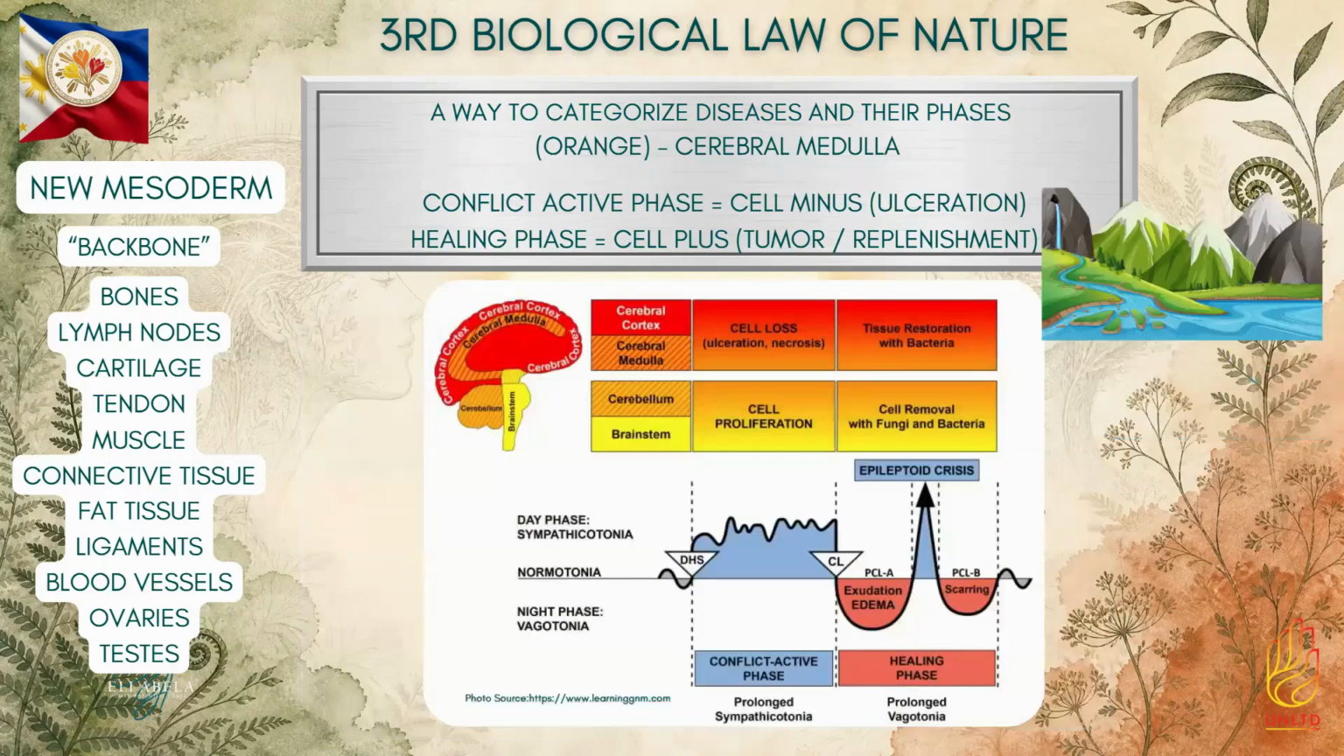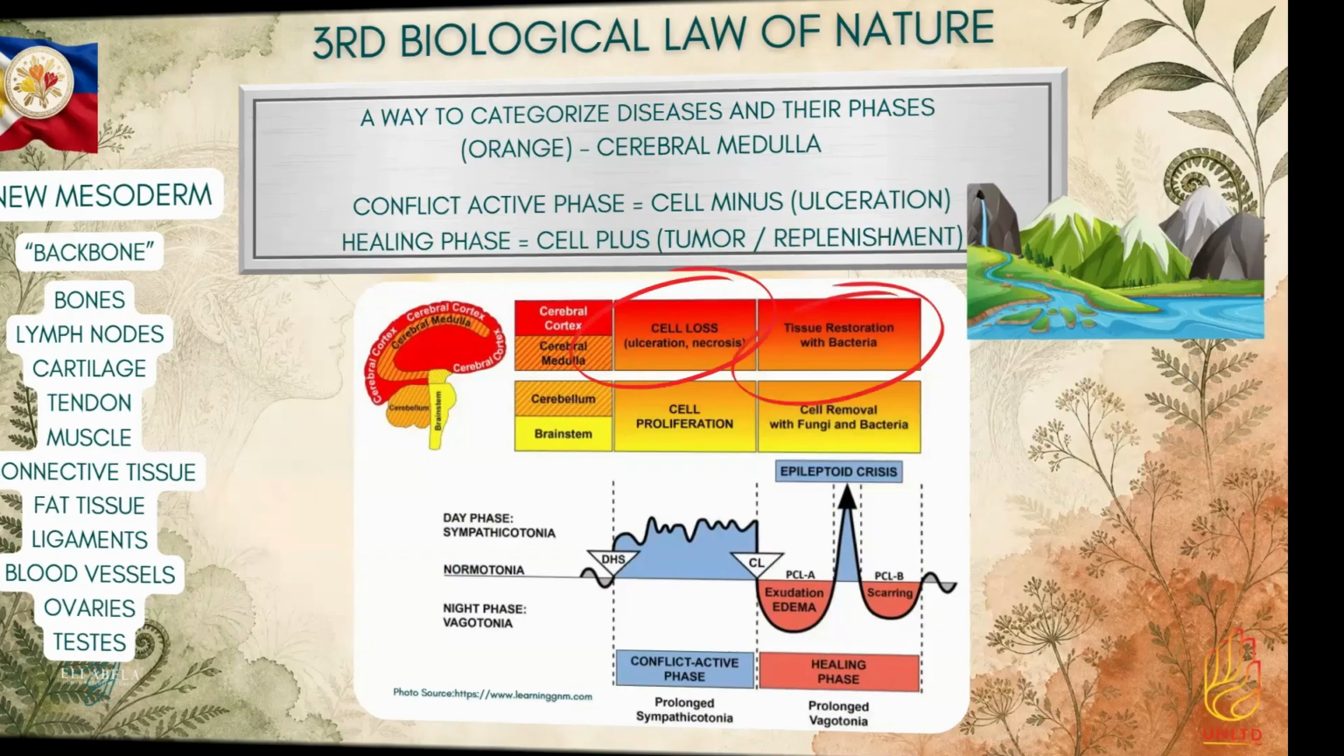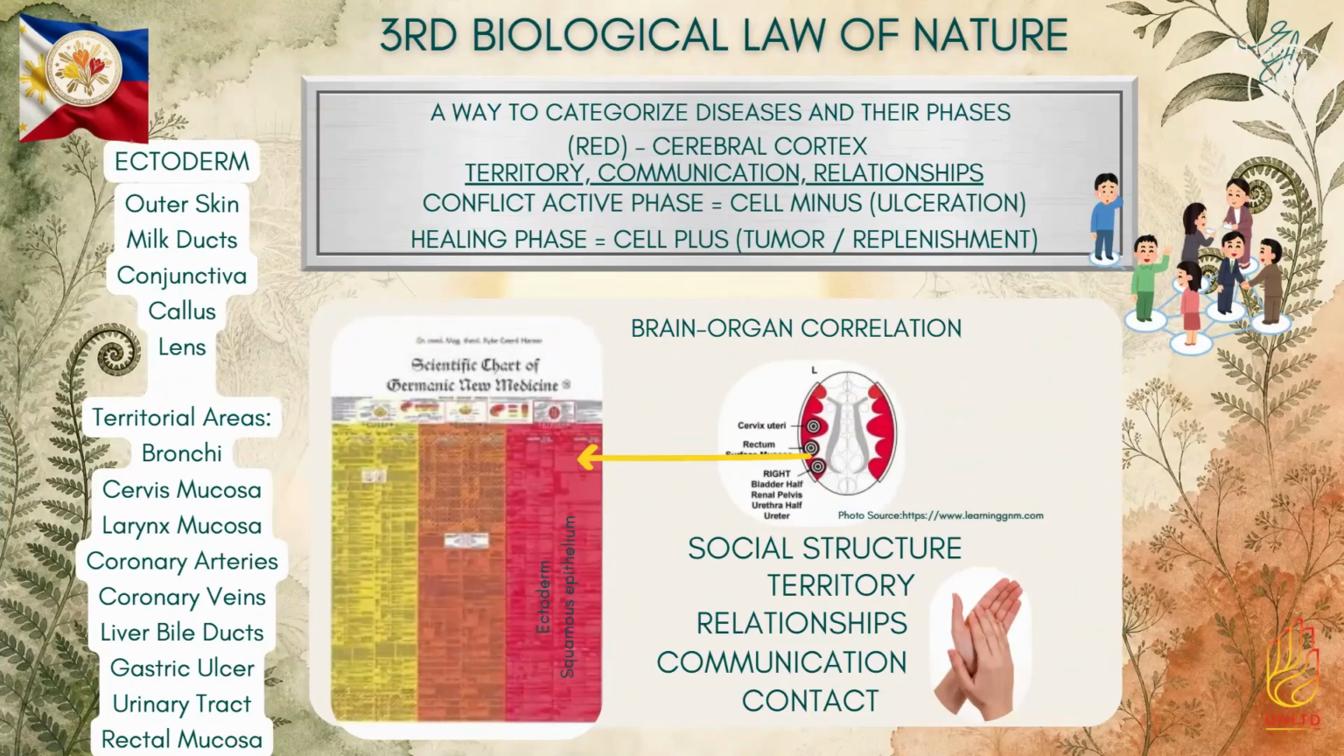Here in the new mesoderm, it goes through cell minus during the conflict active phase and cell plus during the healing phase. And now we come to the cerebral cortex and the ectoderm layer, the newest brain. Here, handedness is considered, but not for mother-child or partner side, but rather for conflict scaling and landing on the feminine or masculine hemisphere. The cerebral cortex is our youngest and most complex part of the brain.